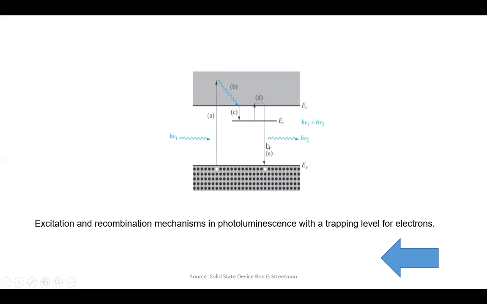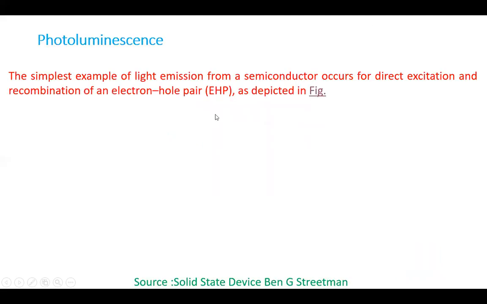In the previous discussion, we discussed that they will fall directly to the valence band, but right now there is a trap level because you are adding some impurity. Because of that, your electron will be trapped here and it will be re-excited to the level in the conduction band. So let's discuss this once again. Direct excitation and recombination of electron hole pair, as already shown to you in the figure.